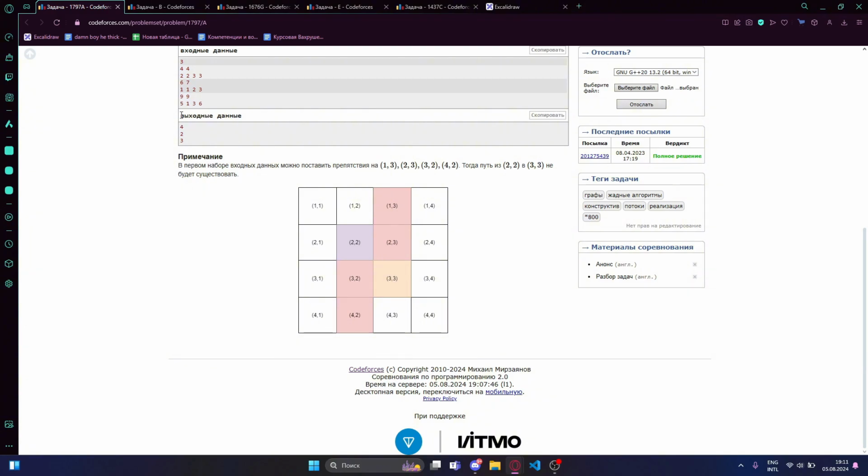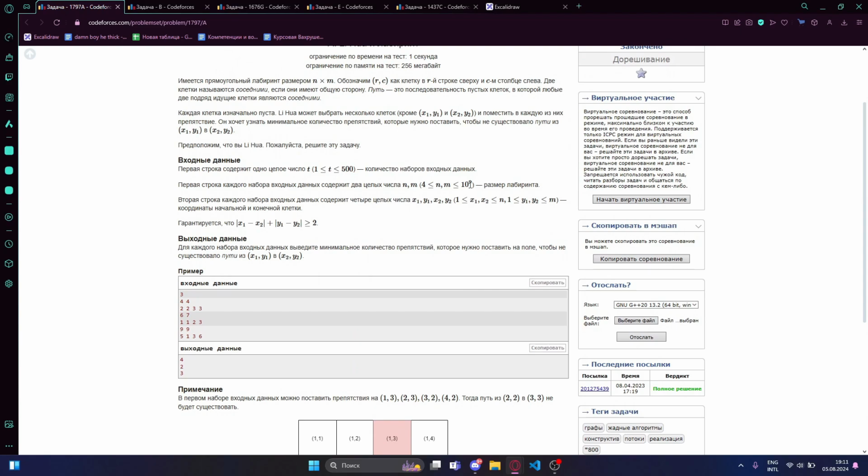So here the answer is 4. This is exactly the drawn test case in the first example. So we place 4 walls. Now let's approach this very logically and easily. How many walls do we need at most? The size goes up to 10 to the power of 9 for each dimension. Well, actually, that's already the answer, the number of walls.